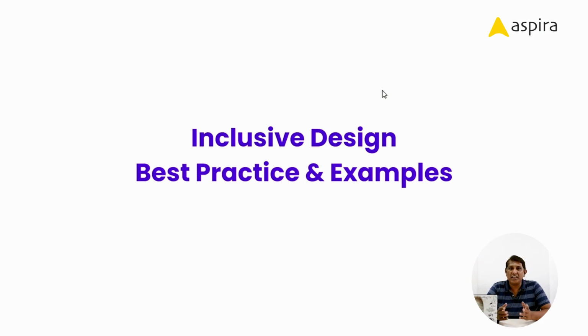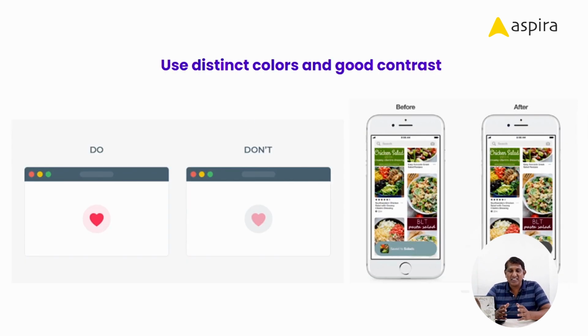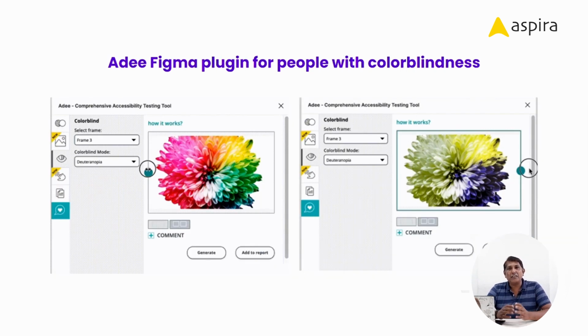Now I am going to showcase a couple of examples and best practices for inclusive design. Use distinct colors with good contrast in your design. That is also part of inclusive design. ADI is a Figma plugin. It deals with people with color blindness. So if you are doing your design in Figma, you can use this plugin and check for color blindness.